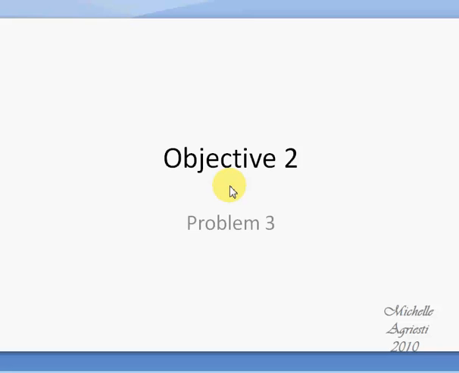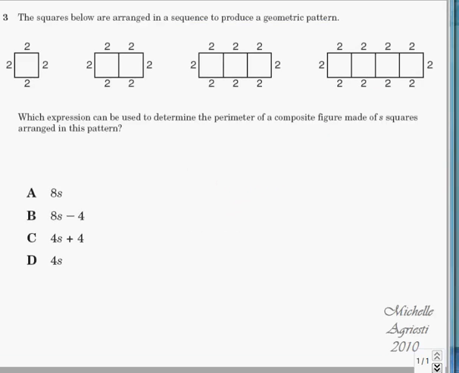This is the third problem from Objective 2. The squares below are arranged in a sequence to produce a geometric pattern. Which expression can be used to determine the perimeter of a composite figure made of S squares arranged in this pattern? And I see I have 4 different figures here.